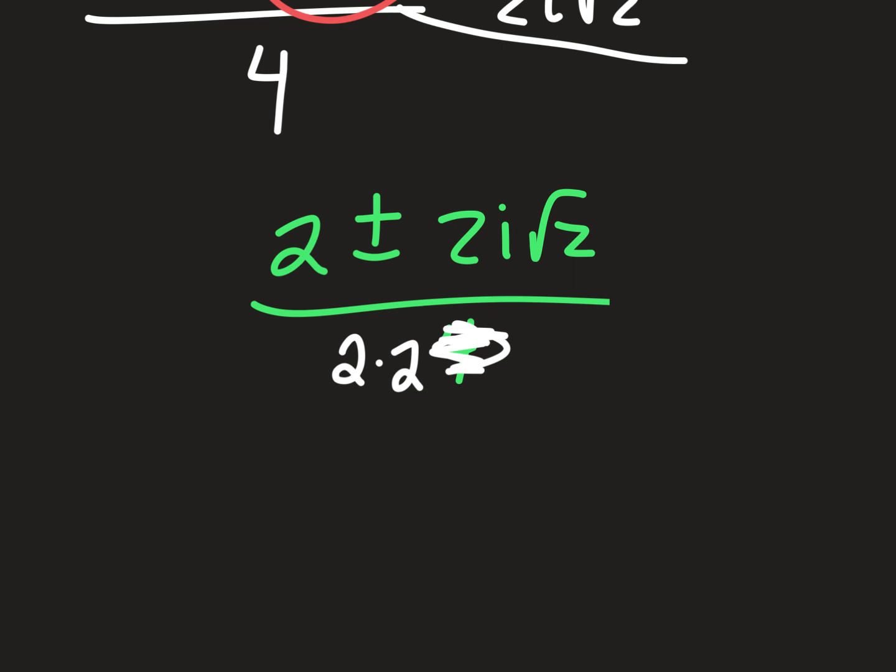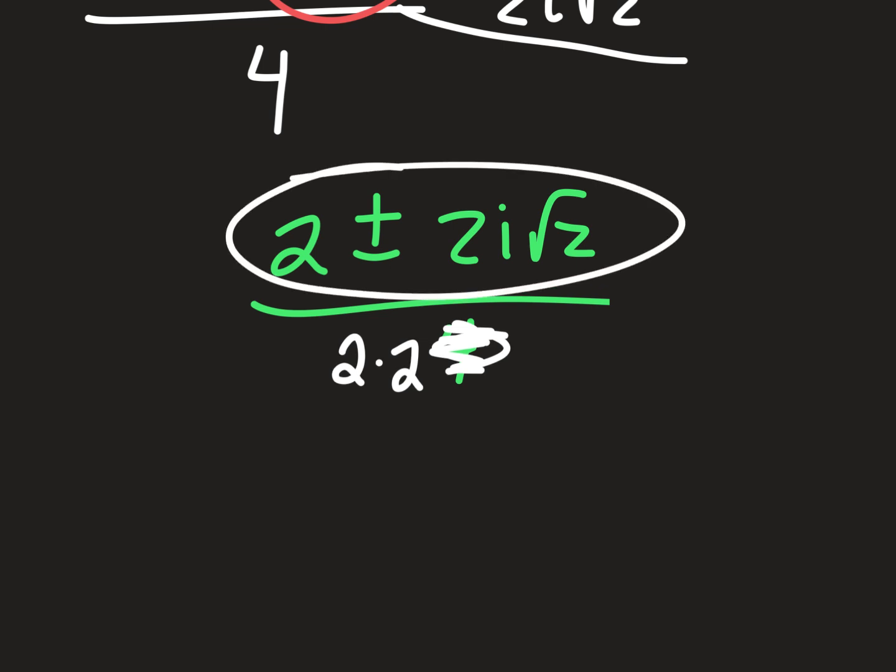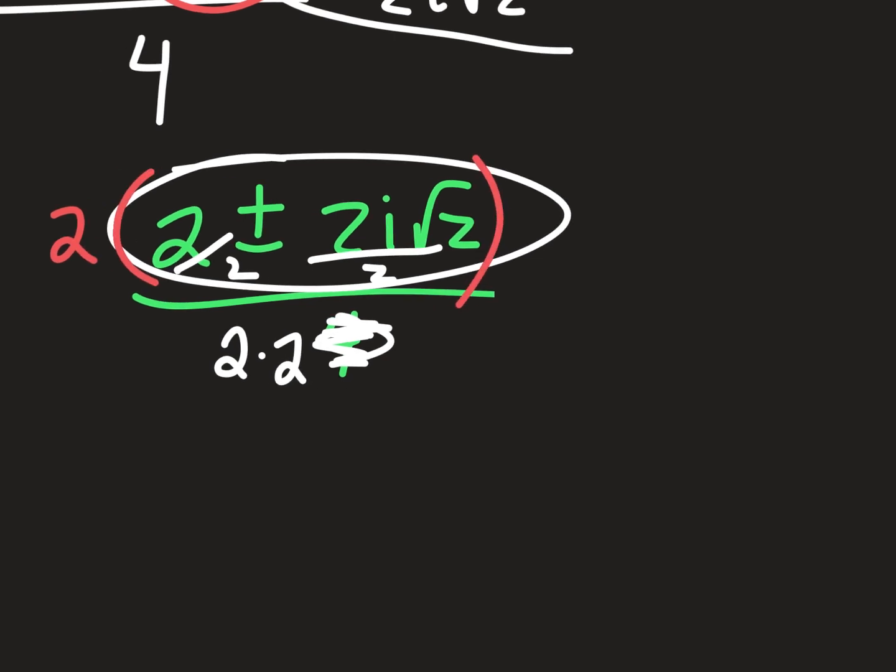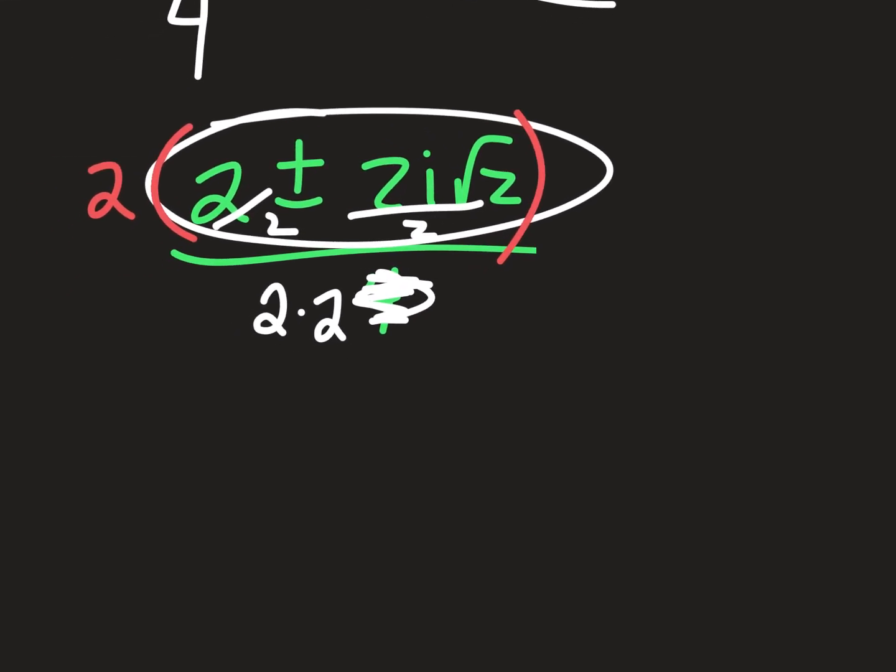You can also take the 2 out of the top. Yes, there's a 2 up there. I'm going to divide this by 2, and I'm going to divide that by 2. But then I also have to put a 2 in the front. Smirsky, simplify that down for me. What do I have on the top now?